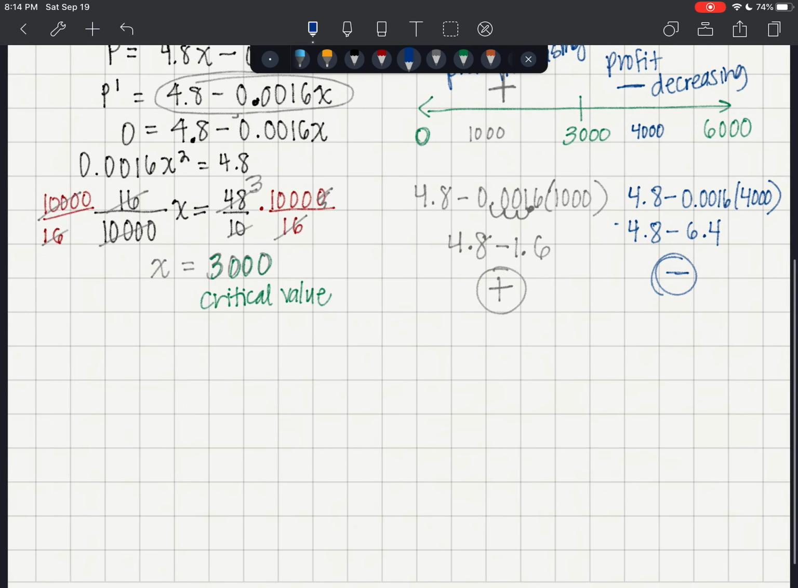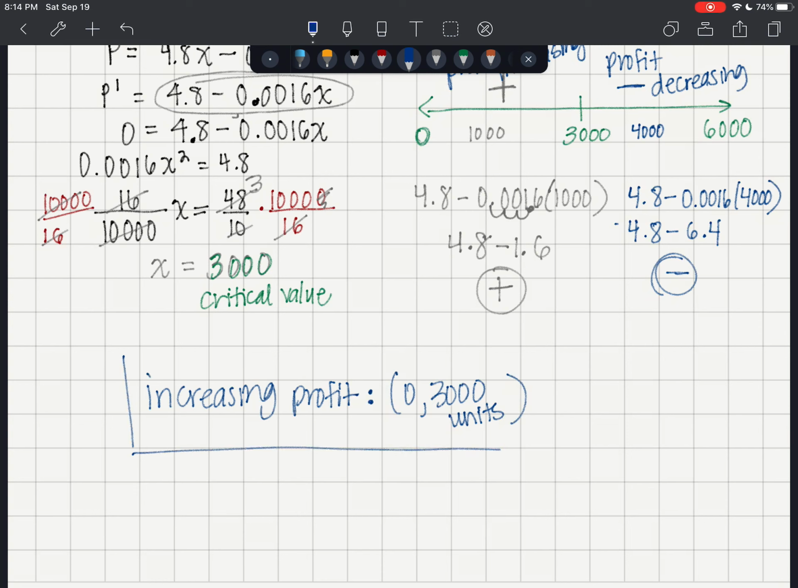Therefore, where do we have an increasing profit? We have an increasing profit when selling between 0 and 3,000 units. So that's our increasing profit happens in the interval from 0 to 3,000 units.